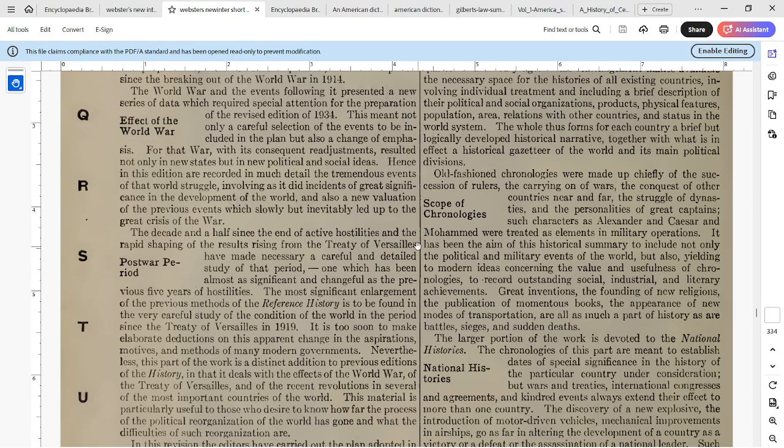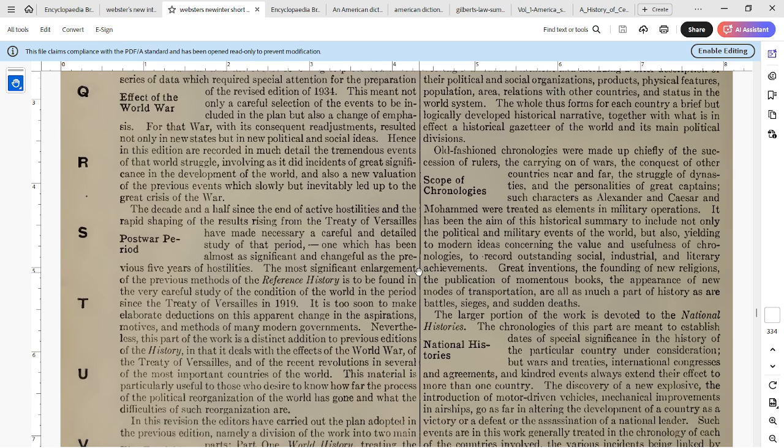It has been the aim of this historical summary to include not only the political and military events of the world, but also, yielding to modern ideas concerning the value and usefulness of chronologies, to record outstanding social, industrial, and literary achievements. Great inventions, the founding of new religions, the publication of momentous books, the appearance of new modes of transportation, are all as much a part of history as are battles, sieges, and sudden deaths.